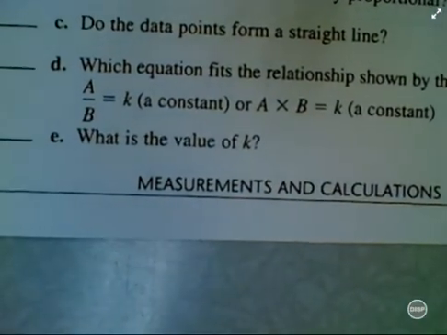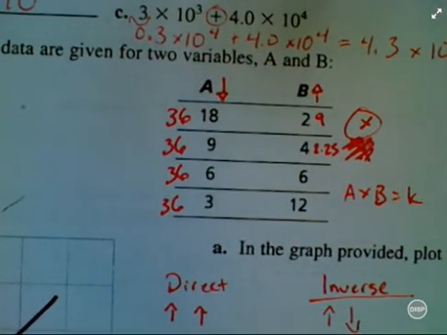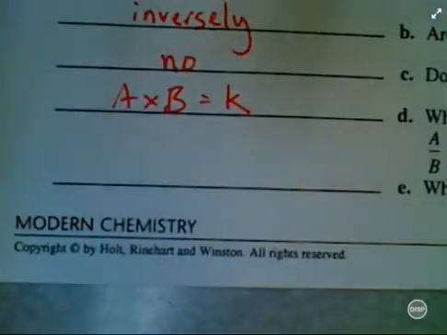For E, what is the value of K? Well, what did we calculate a bunch of times up here on our data table? 36.